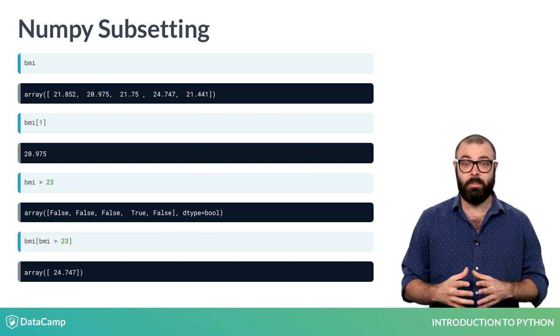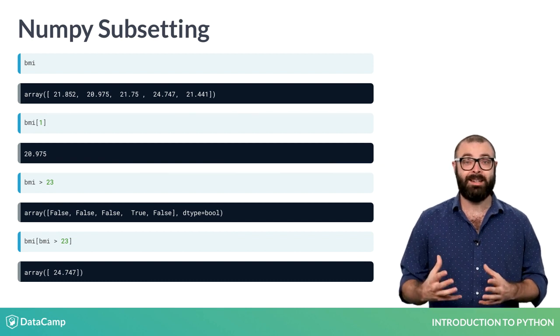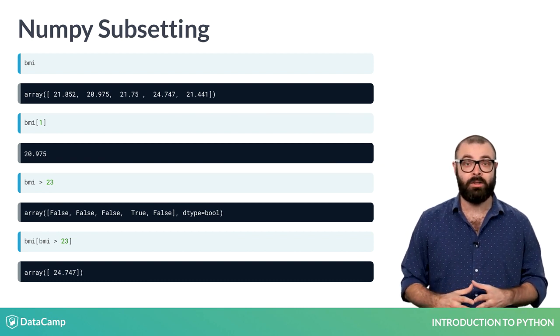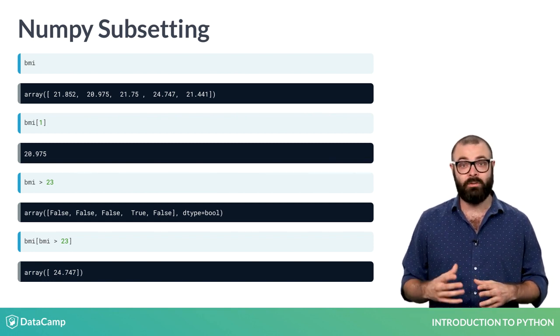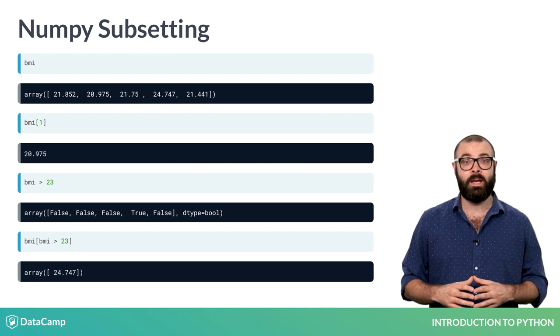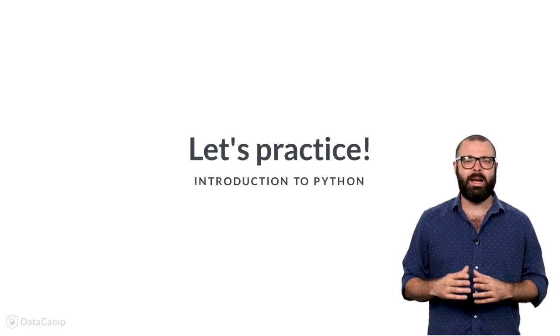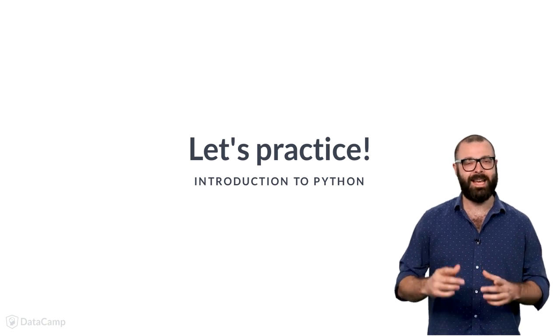There's only one BMI that's above 23, so we end up with a Numpy array with a single value, that specific BMI. Using the result of a comparison to make a selection of your data is a very common way to get surprising insights. Learn all about it and the other Numpy basics in the exercises.